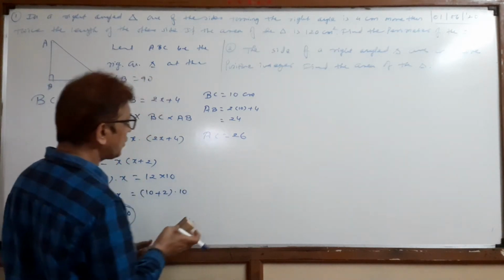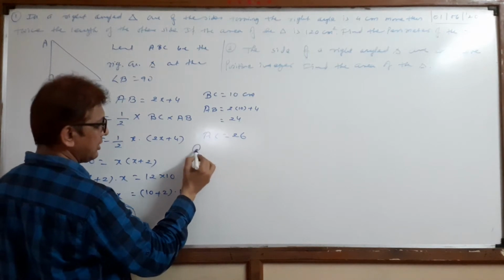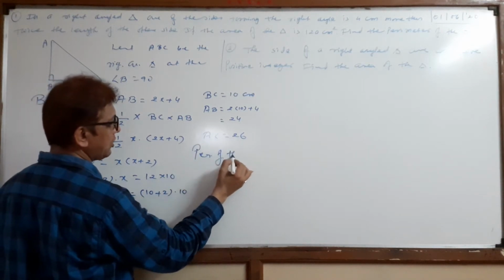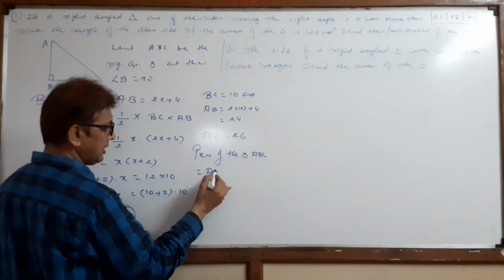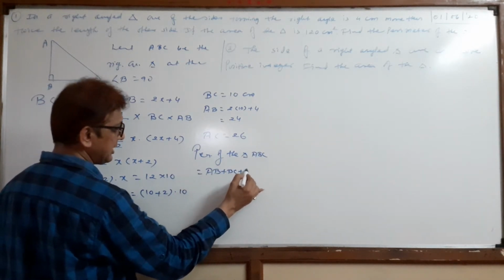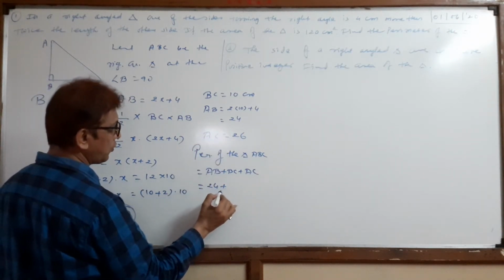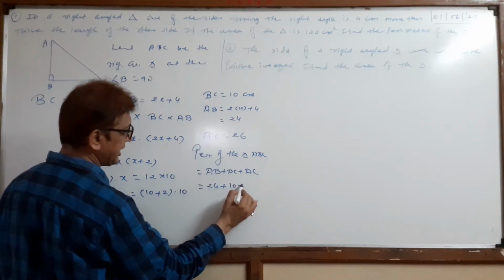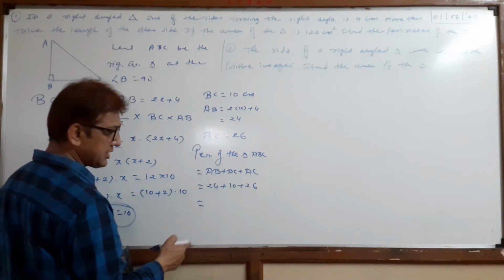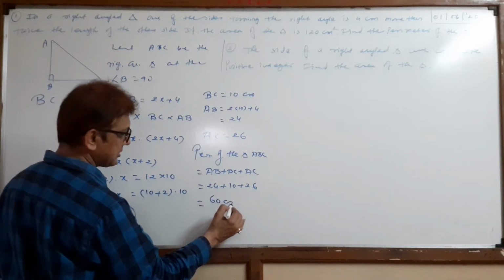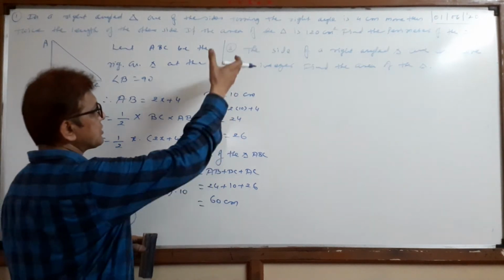Clear? Okay. Now our final question is to find the perimeter of the triangle. Now we write perimeter of the triangle ABC, right angle triangle ABC, AB plus BC plus AC. AB equal to 24, BC equal to 10, AC 26. 24 plus 26 is 50, 50 plus 10 is 60 centimeter. Clear? Okay. Now this second question.